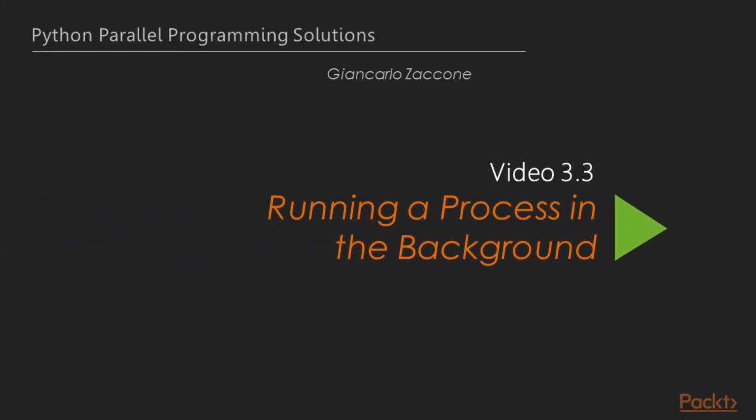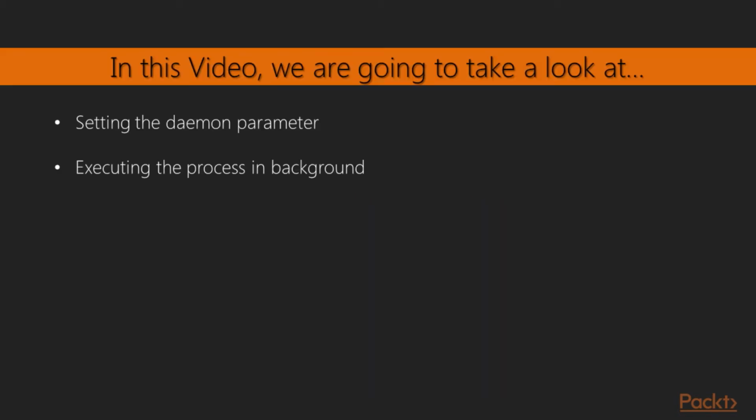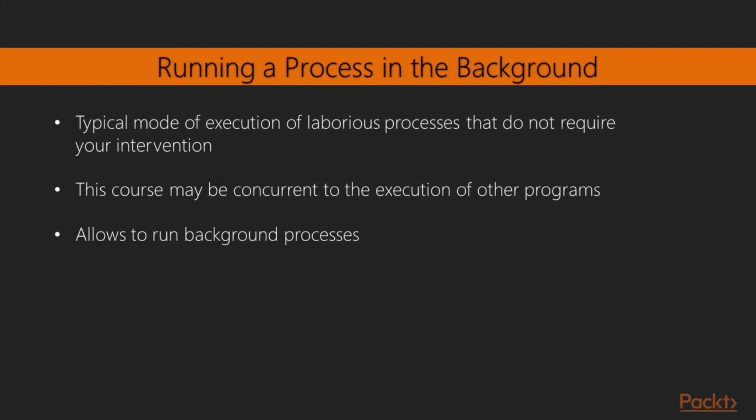In the previous video, we saw how to name a process. Welcome to the third video, running a process in the background. In this video, we'll set the daemon parameter and execute the process in the background. Running a process in the background is a typical mode of execution of laborious processes that do not require your presence or intervention. And this may be concurrent to the execution of other programs.